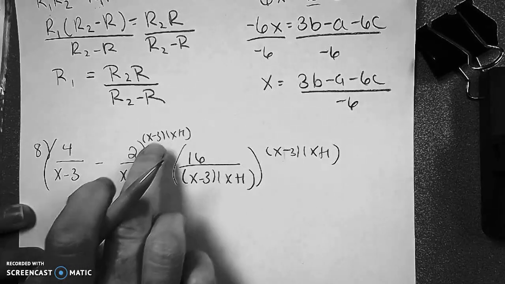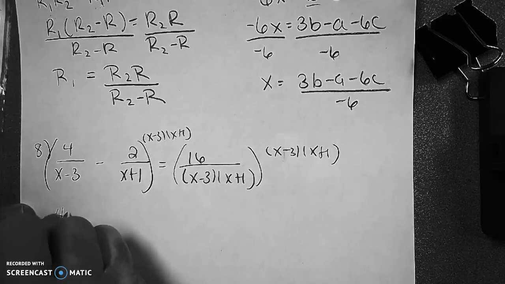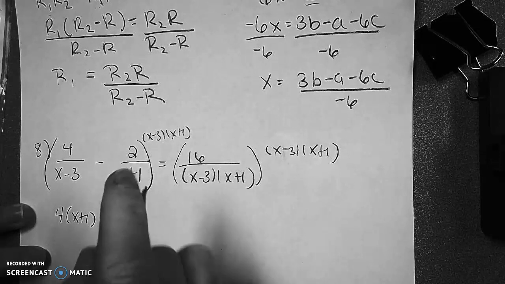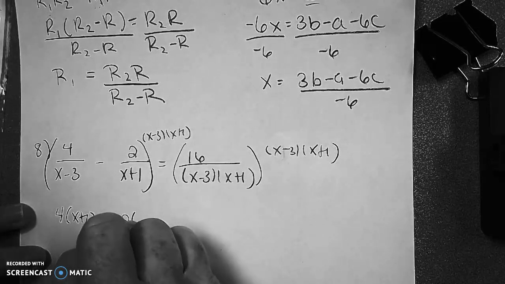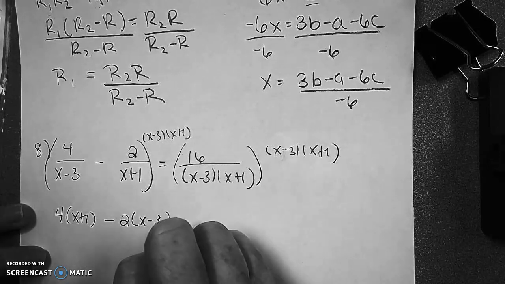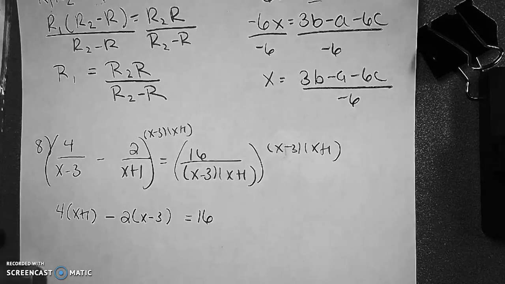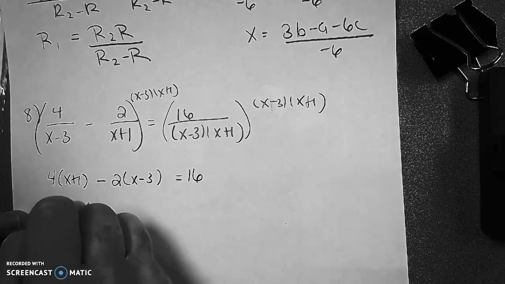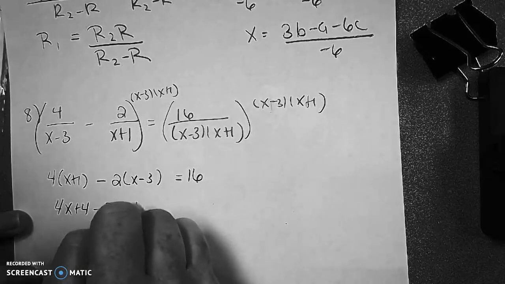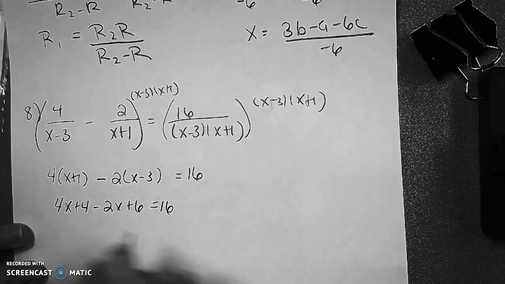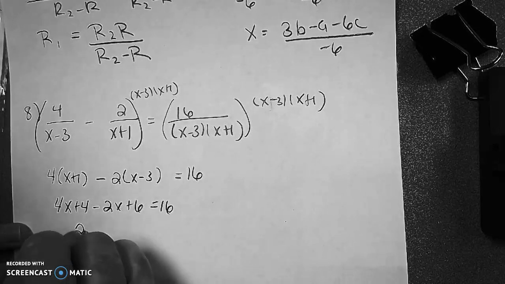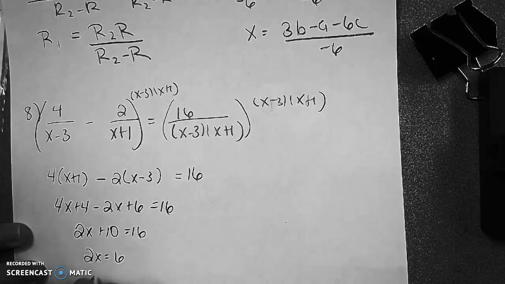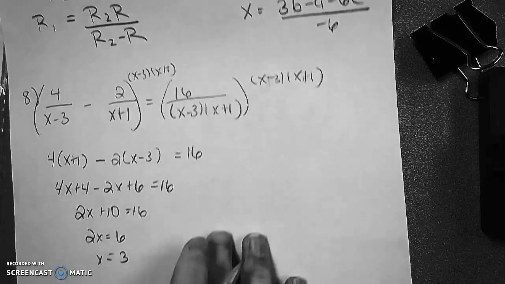In my first fraction, the x plus 3 will cancel, so I'll have 4 times x plus 1. Minus, in my second fraction, the x plus 1's cancel, so 2 times x minus 3. And on the right-hand side, I'll just have equals 16. So I distribute: 4x plus 4 minus 2x plus 6 equals 16. Combine my like terms, so 2x plus 10 will equal 16. 2x will equal 6, so x will equal 3.